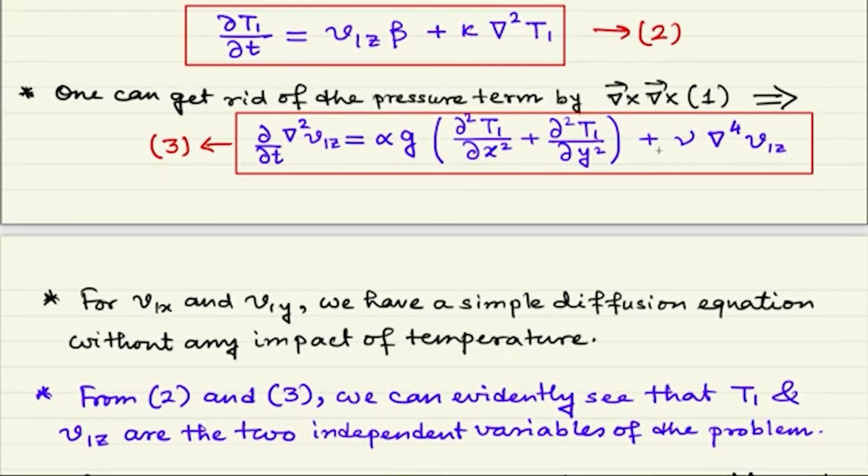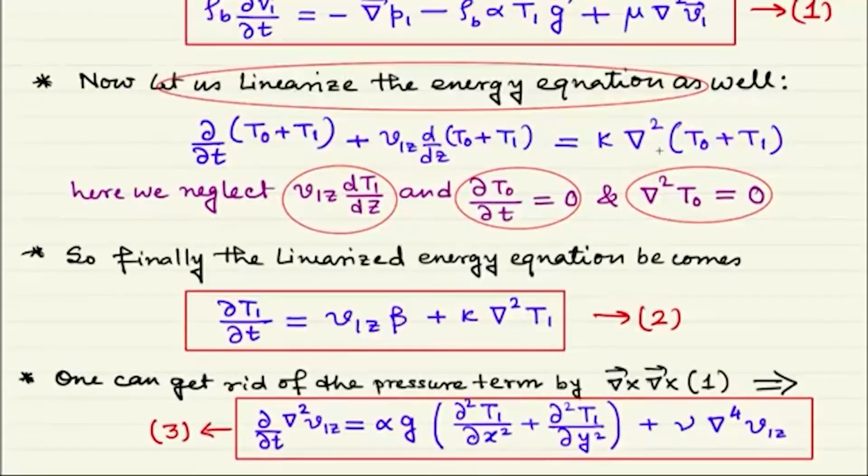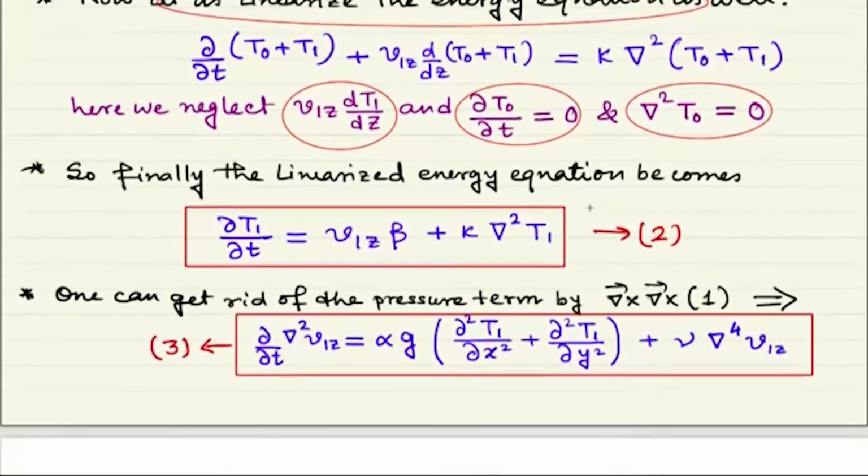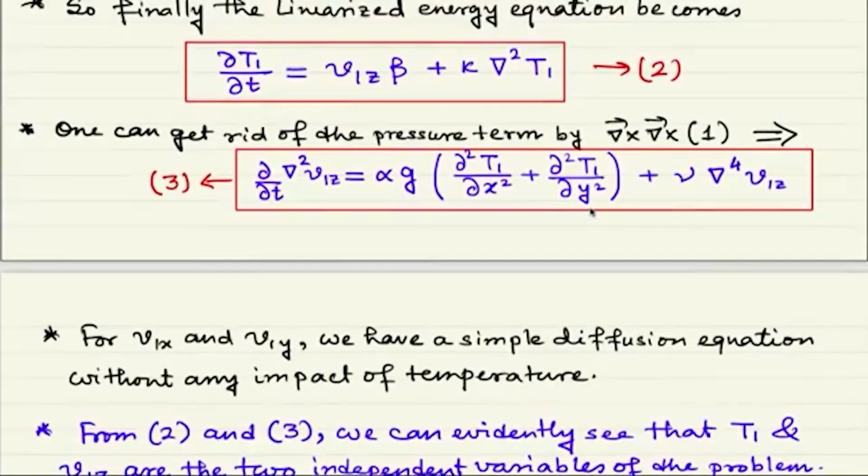Of course, eta, if you remember well, is nothing but mu by rho. Here you can simply take eta as mu by rho 0, which is also very close to mu by rho b. So this is nothing but the coefficient of kinematic viscosity.